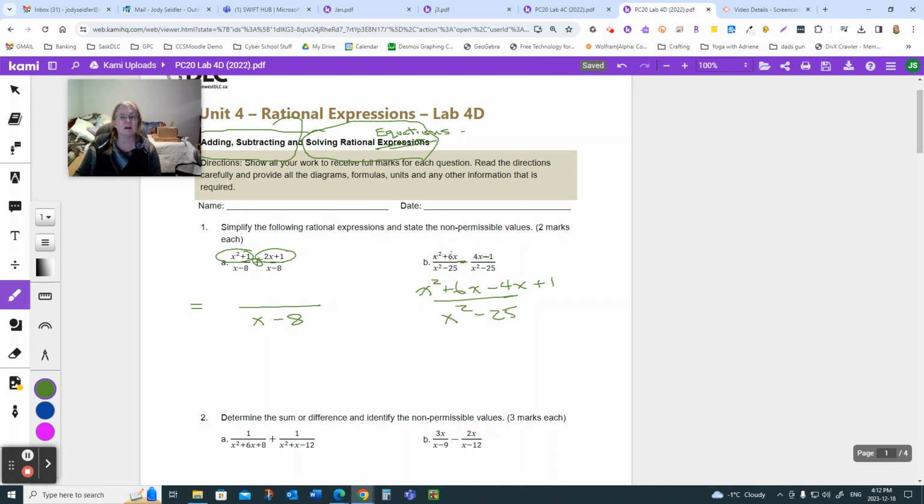Collect your like terms. Realize there's a little bit of a tricky thing going on here. You're going to then have to factor. Some stuff's going to cancel. And don't forget to do your non-permissibles out of the bottom.